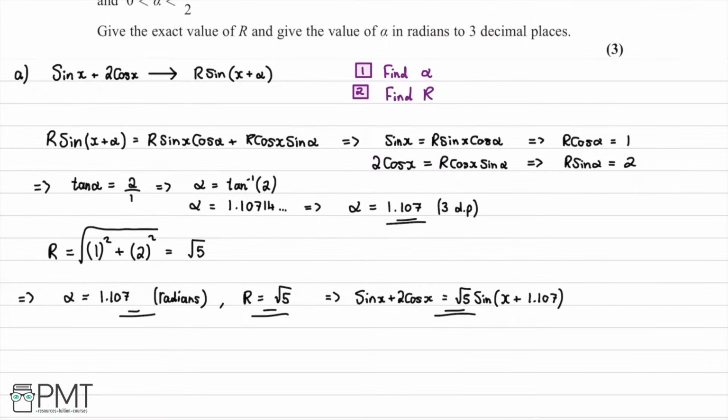This question was worth 3 marks. We receive our first mark for knowing to do tan alpha equals 2 and then working out what alpha was. We then receive our second mark for working out root 5 as r. And then we receive our third mark for having the fully correct answer with alpha being equal to 1.107. So just to summarize, this mark here was for knowing to do the right process with alpha, this mark here was for having the correct answer, and this mark here was for having root 5 correct.